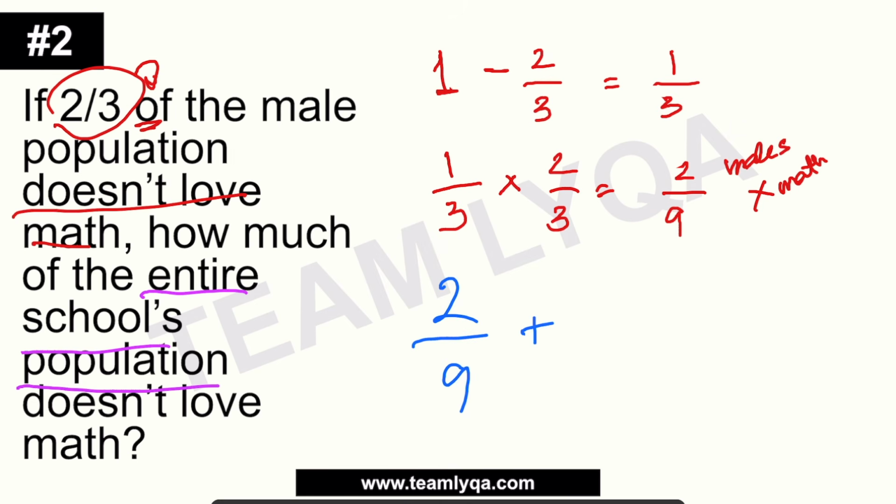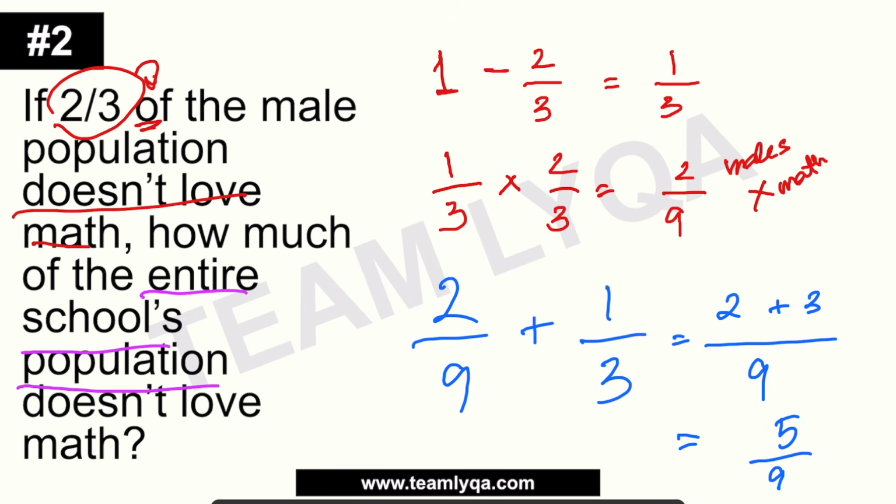Idadagdag ko pa kung ilan yung part na babae who don't love math. Now, na-determine na natin kanina na yun ay 1/3 or kalahati nung 2/3 ng population which is female. So, now I have to add itong dalawang ito. Now, again, i-LCD ko. LCD would be 9. So, that would be 2 plus 9 divided by 3 is 3 times 1. That is 3. The answer is 5 over 9. So, 5 over 9 of the whole population doesn't love math.